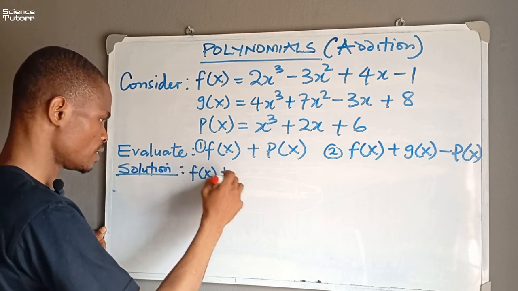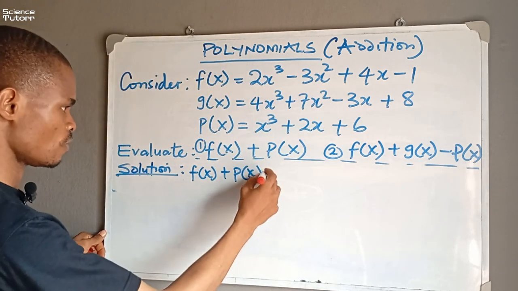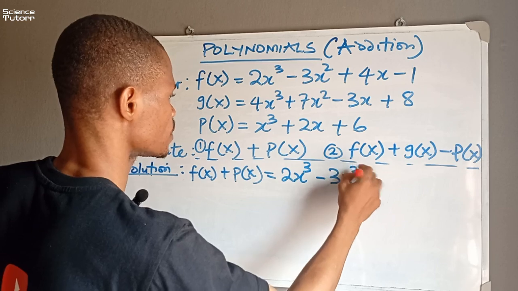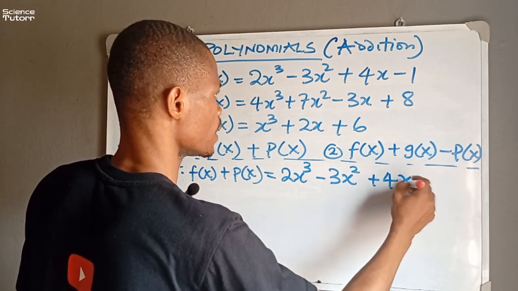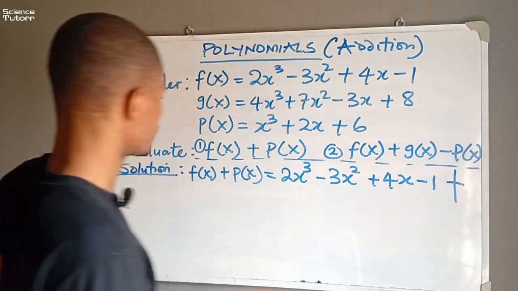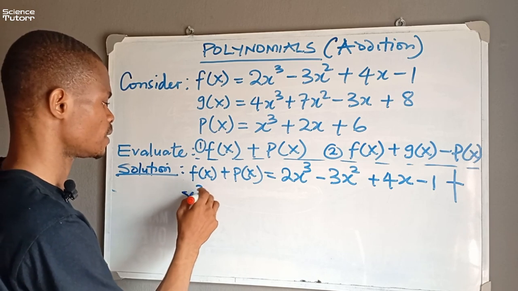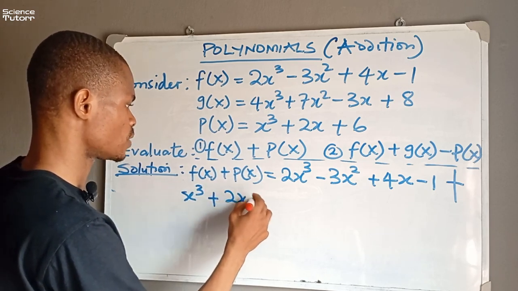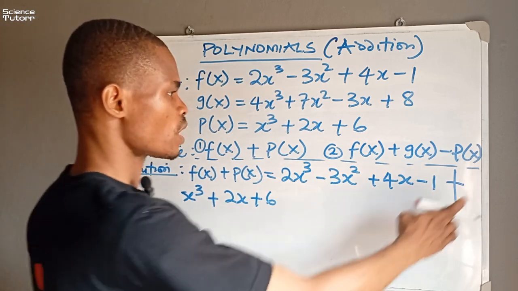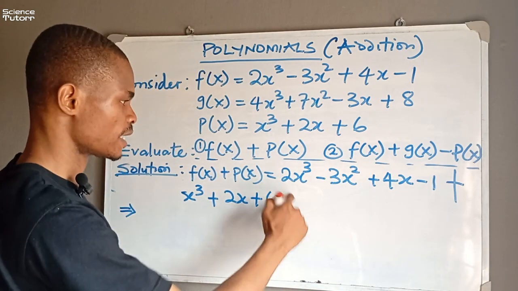So f of x plus p of x. For f of x, we have 2x cubed minus 3x squared plus 4x minus 1, plus p of x. This is p of x. We have it as x raised to power 3 plus 2x plus 6. So this will give us, since we have a plus here, it has no effect on these signs. We simply collect like terms.